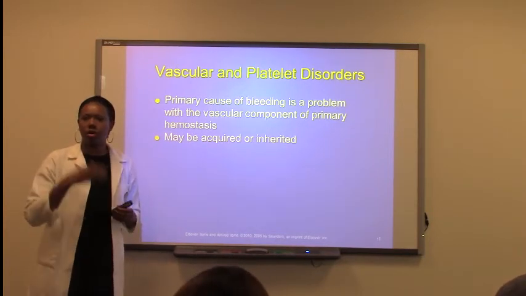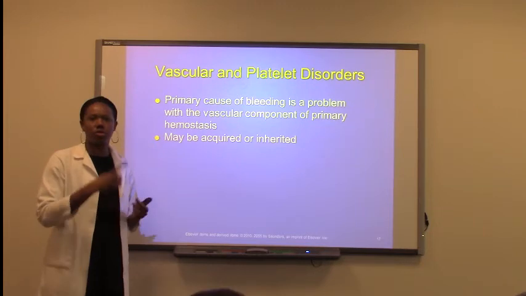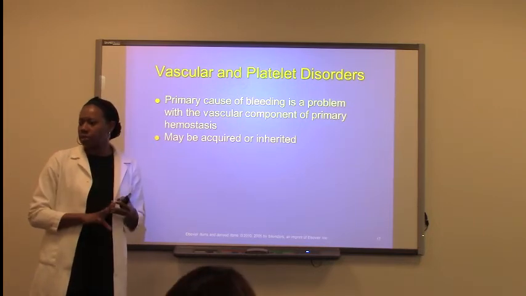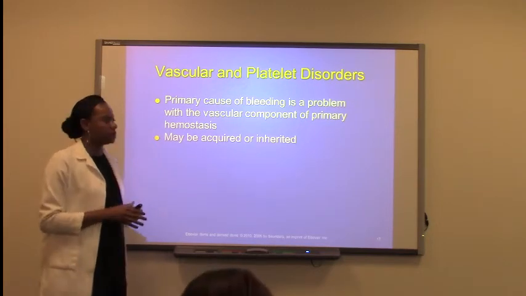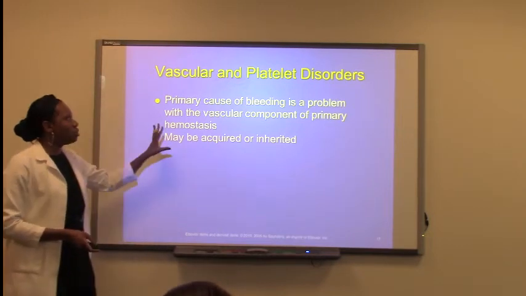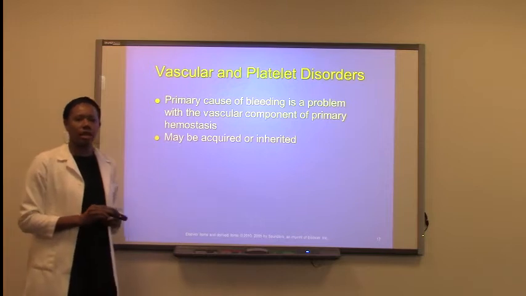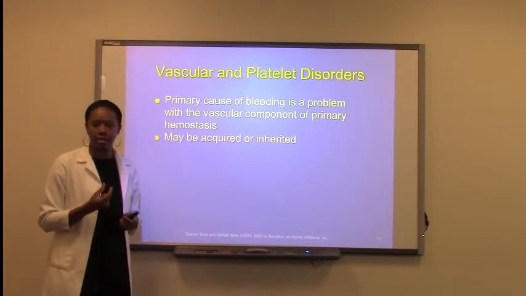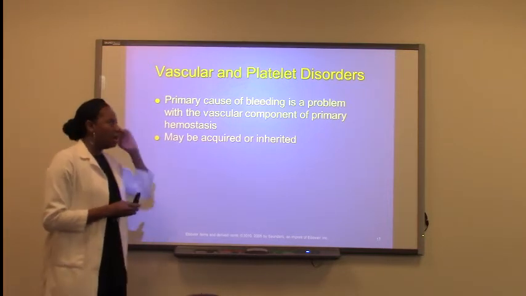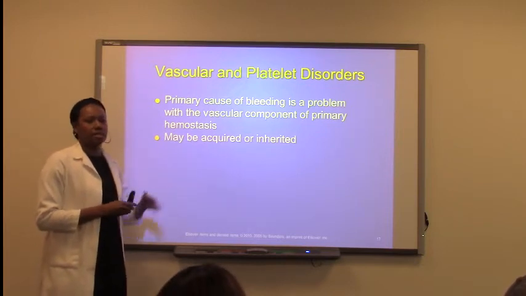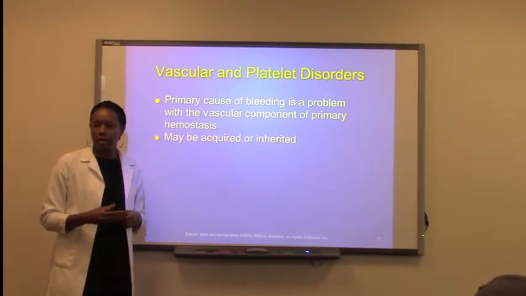So we're going to go over all the different types of coagulation disorders, vascular disorders, all different types of bleeding disorders that can happen. Okay. So first, let's go over what are called our vascular and platelet disorders. Okay, so issues that just target the vessel itself and platelets. Please keep in mind that these things can be what is considered acquired or inherited.